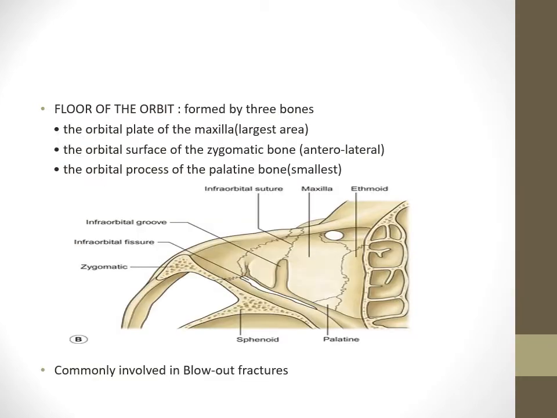Then the floor of the orbit is formed by three bones: the orbital plate of the maxilla, which consists of the largest area, then the orbital surface of the zygomatic bone, and the orbital process of the palatine bone.